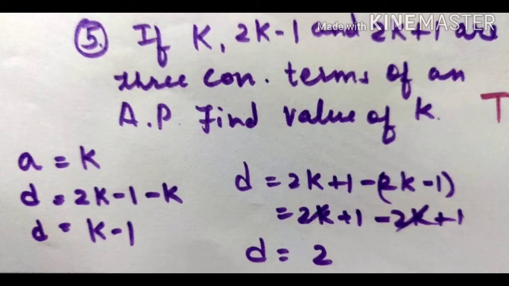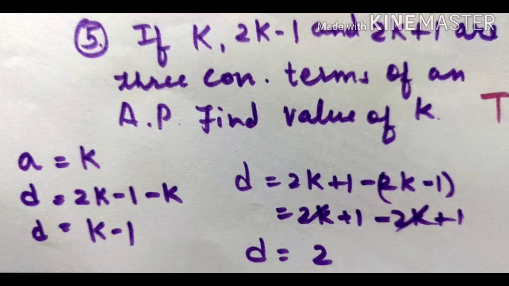Question number 5. If k, 2k minus 1 and 2k plus 1 are 3 consecutive terms of an AP, find the value of k. Here you are given 3 terms, and it is given that they are consecutive terms of an AP. So we can write the first term a is equal to k. Then we can also find the common difference d, equal to the second term minus the first term, that is 2k minus 1 minus k. So we get d is equal to k minus 1.